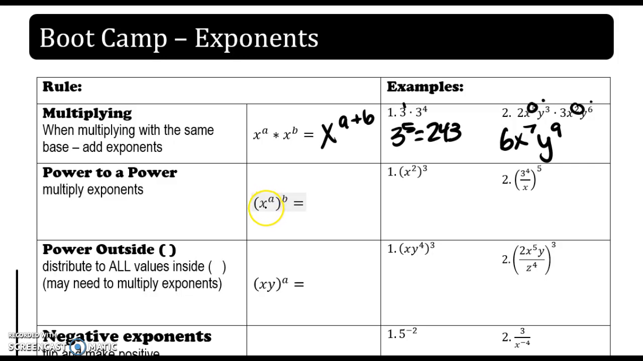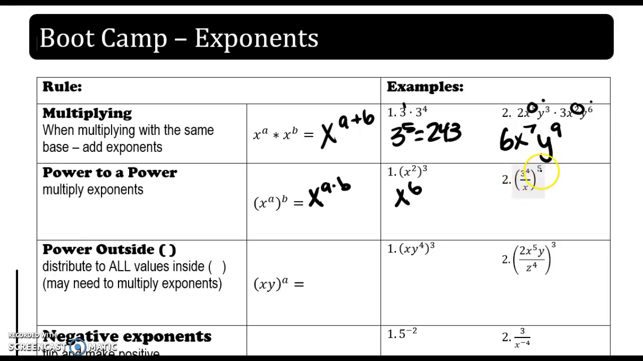Power to a power. When you have a power raised to another power, you multiply those exponents. So this turns into x to the a times b. So example 1 is x squared to the third power is x to the 2 times 3, which is x to the 6th. Number 2 over here is a little different.